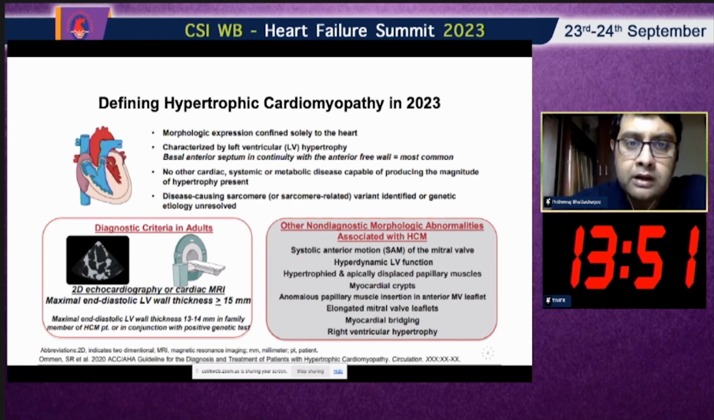Now, defining hypertrophic cardiomyopathy in 2023, we look at it as a disease whose morphologic expression is confined solely to the heart. It is characterized by left ventricular hypertrophy with the basal anterior septum usually in continuity with the anterior free wall. No other cardiac, systemic, or metabolic disease is capable of producing the magnitude of hypertrophy present, and a disease-causing sarcomere or sarcomere-related variant is identified, or sometimes the genetic etiology is unresolved.